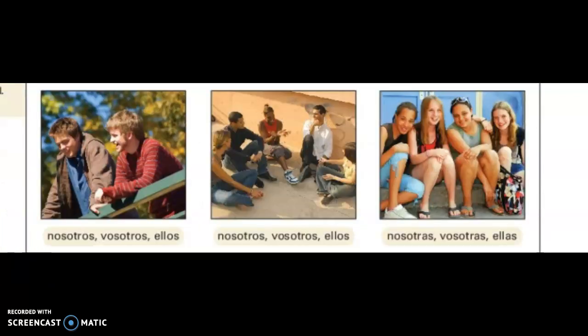And now for some visuals on the nosotros and ellos and ellas and nosotras forms. Here would be an example where the two boys would say nosotros to refer to we. And then if we spoke about those two boys, we would say ellos. And then this is a group of boys and girls. So again, it's going to be nosotros and ellos. Nosotros for we, ellos if we were speaking about them. And then here are exclusively girls. Nosotras is what they would use for we, and ellas is what they would use if we were speaking about them.